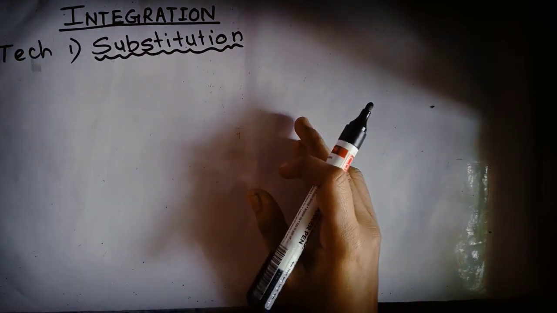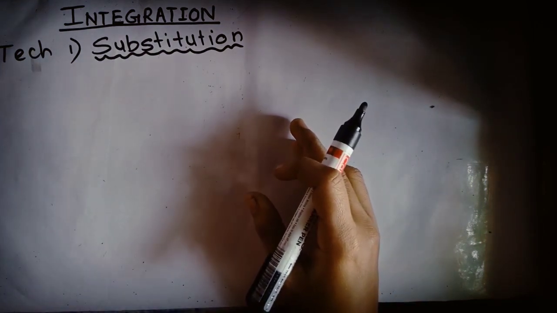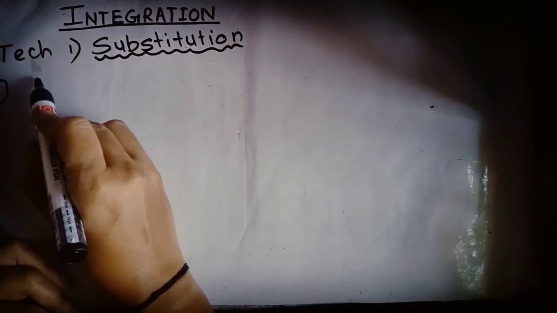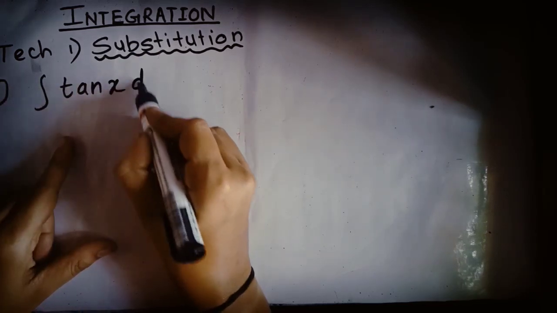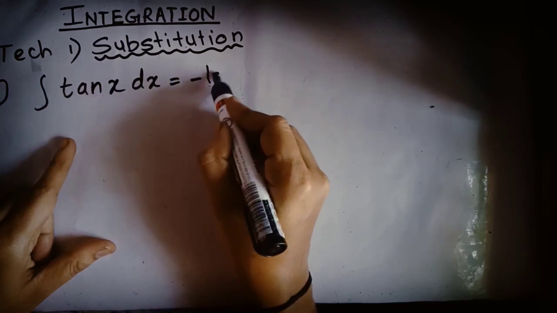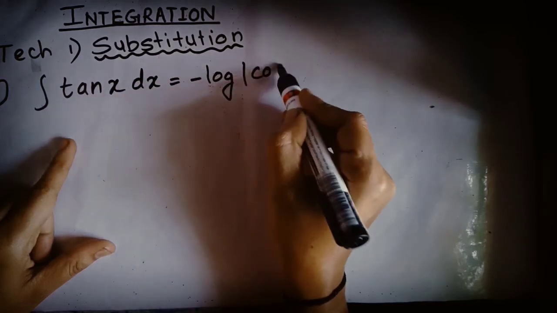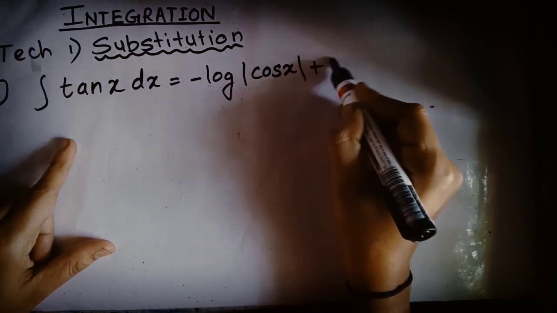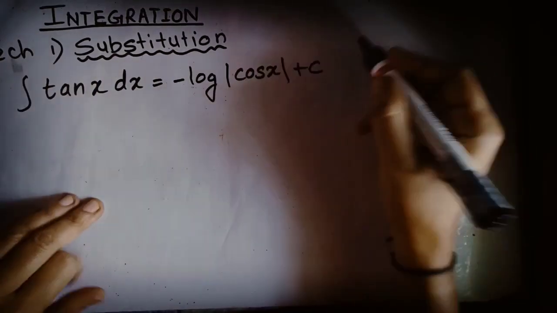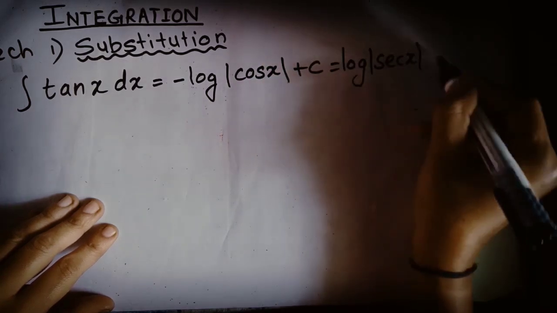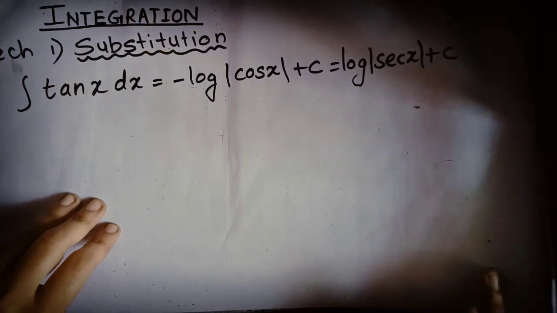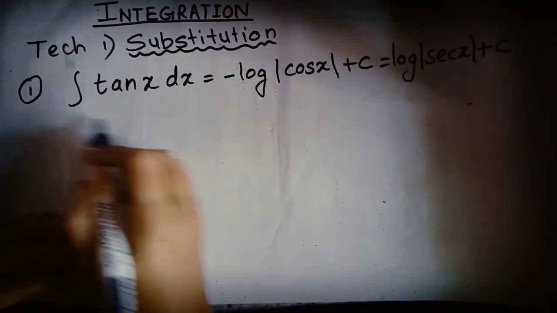So let's see some standard results which we derive by using the method of substitution. So first one is you have to prove integral of tan of x dx is minus log mod cos of x plus c, or this is also written as log of mod of sec of x plus c. So let's derive this.